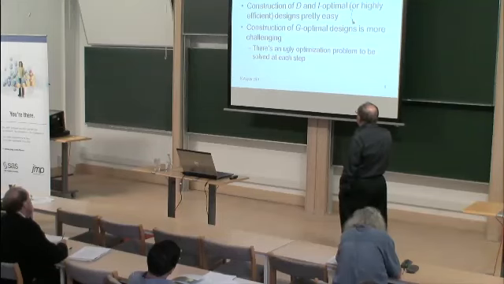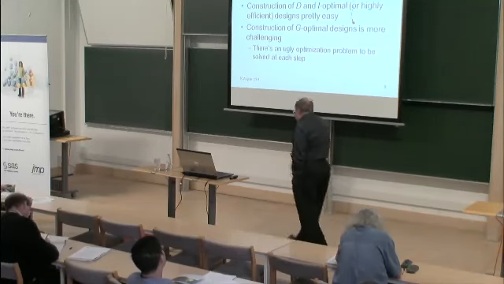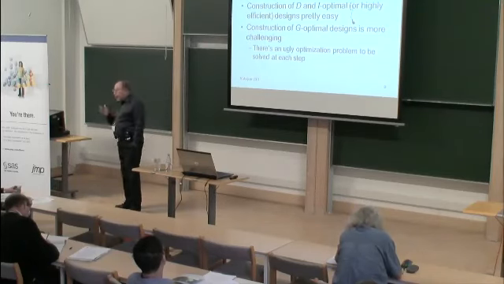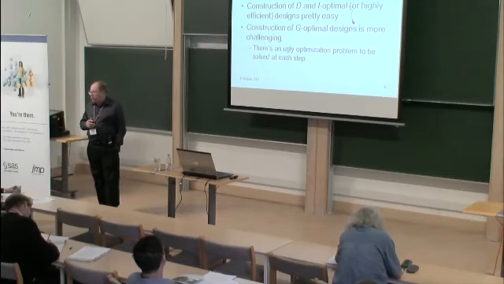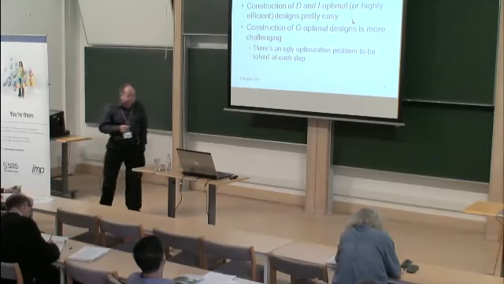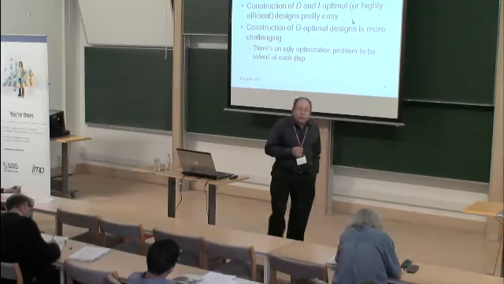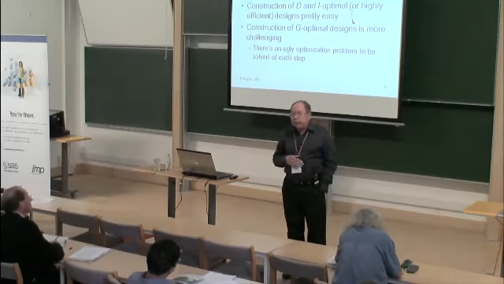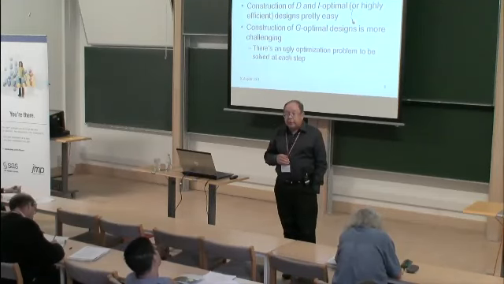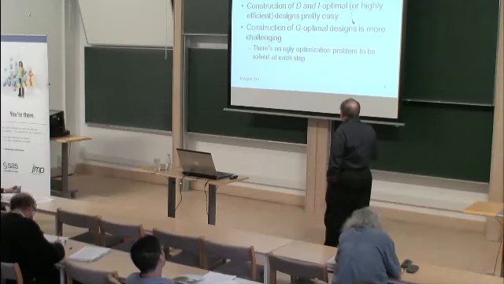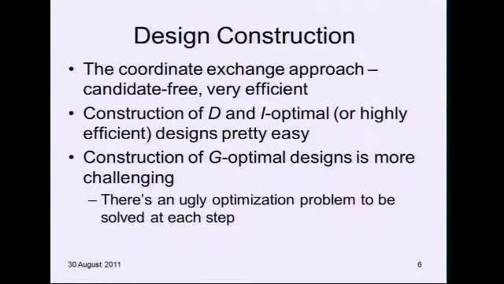What about the G criteria? Well, this is a more challenging problem. And what makes it challenging, of course, is that every time you make a change to the design, you have this ugly optimization problem to solve. You have to find the maximum prediction variance over that design space. So you have to figure out how to search over that design space and find what the maximum prediction variance is. And that can be a little bit of a challenging problem, and it can certainly increase the amount of time required to find a good design.